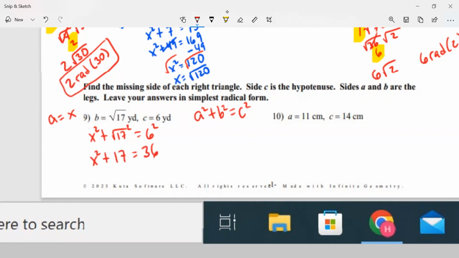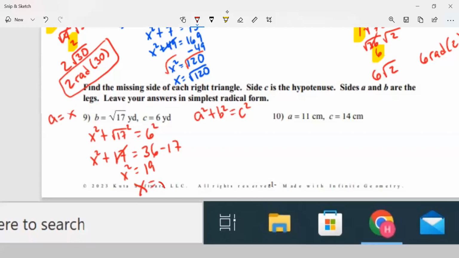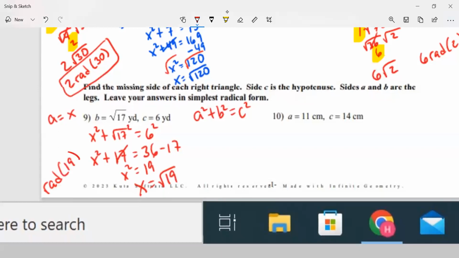Now I want the X squared by itself, so I have to get rid of the plus 17. Let me move it to the other side as a minus 17. So I get X squared is equal to 19. That means that X is the square root of 19. Can I simplify? Right, square root of 19, that's as simple as it can be. So my answer for this case will be radical 19. Cannot simplify more.